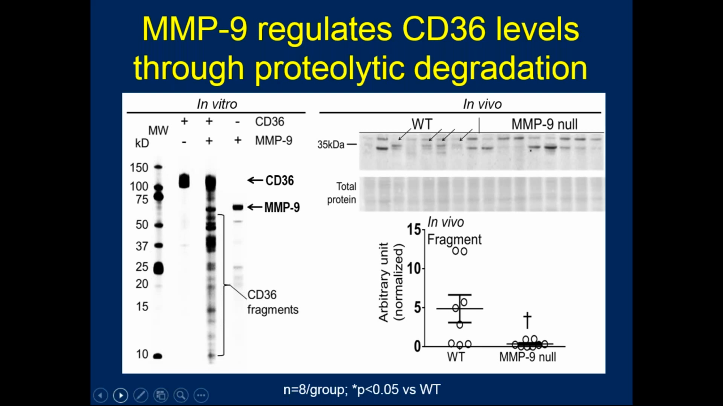In addition, we then wanted to confirm if this was also true in vivo. So we looked at CD36 at the lower kilodalton area, and found that there seemed to be a 35 kilodalton fragment that showed up in our wild type, but did not show up in our MMP9 null. So confirming that CD36 is both an in vitro and an in vivo substrate of MMP9.